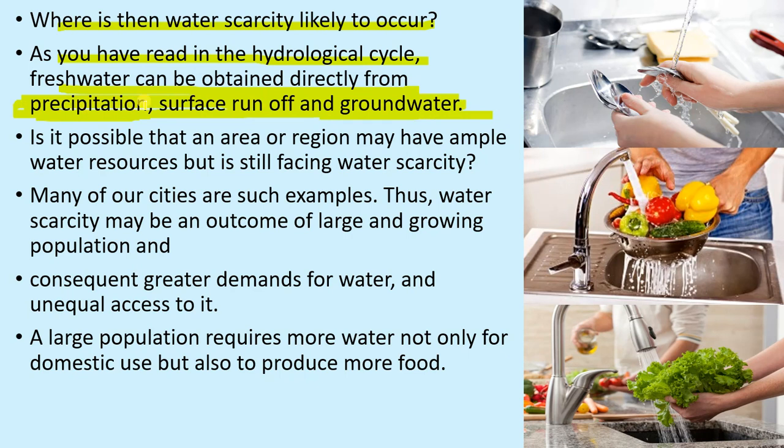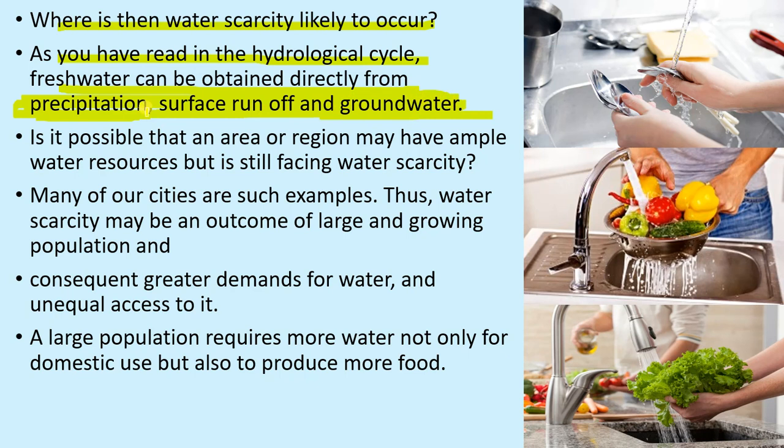Precipitation, surface runoff and groundwater. Precipitation is seen in the form of rainfall. Surface runoff is just about the rainwater moving on ground, and the slower the surface runoff, the more time the water will get to seep into the ground to recharge the groundwater.